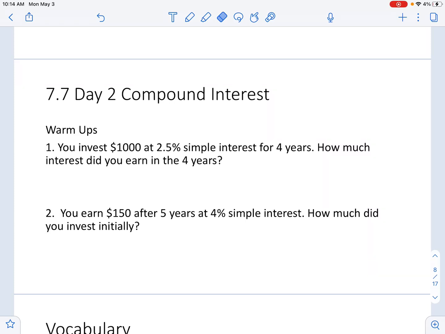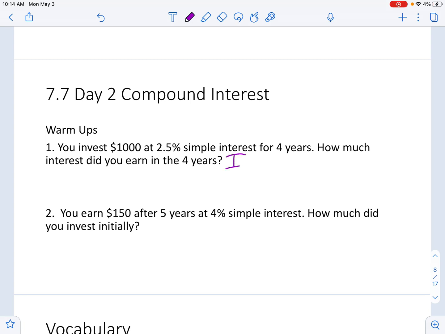Lesson 7.7, day 2 is on compound interest. So there's 2 warm-up problems. I want you to pause, try them on your own, and then we'll do them together. Number 1 says you invest $1,000 at 2.5% simple interest for 4 years. How much interest did you earn in the 4 years?